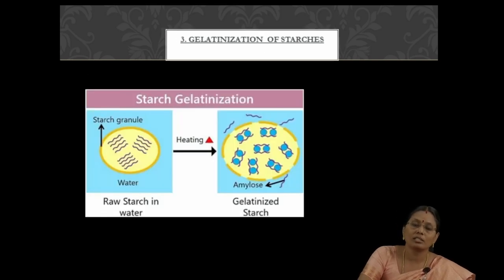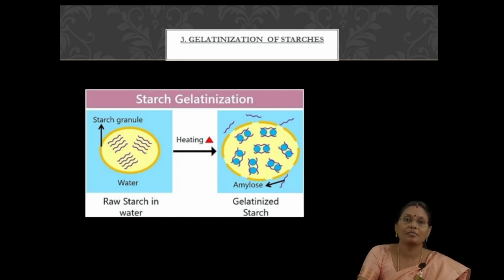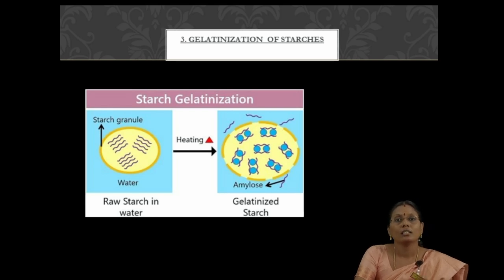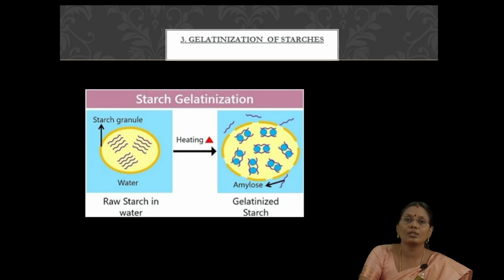The next process is the gelatinization of starch. After trapping of the gases, the dough undergoes gelatinization. The gelatinization temperature is 60 degrees Celsius. This gelatinization process gives the structure to the product.